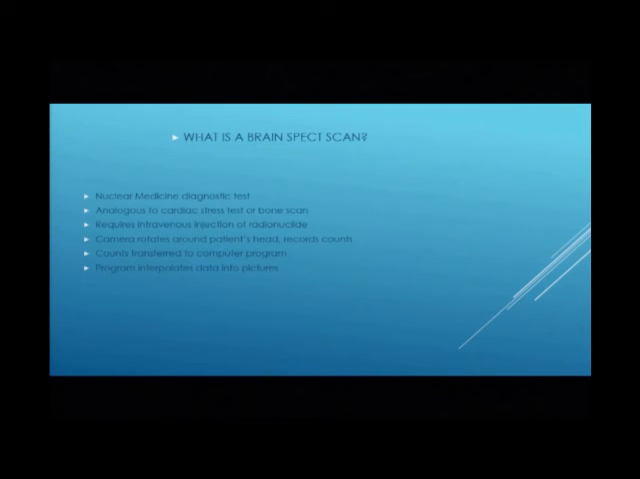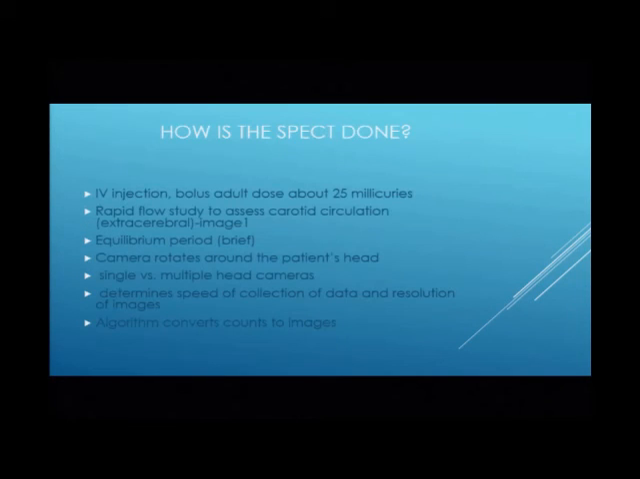The person is injected intravenously, and the isotope goes to the brain. We use one that's specific for the brain. A camera is set up outside the person's head. The radioactivity actually comes out of the head, goes into the camera, and the camera sends it to a computer, and the computer has a special program that can convert the data into pictures, which is what we're going to see.